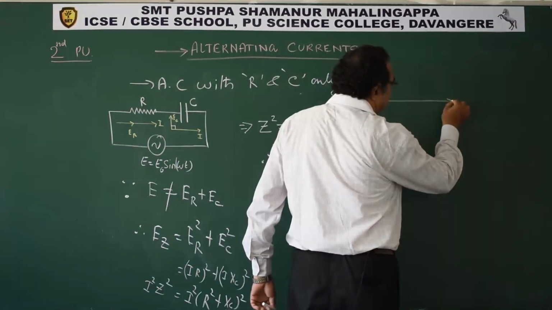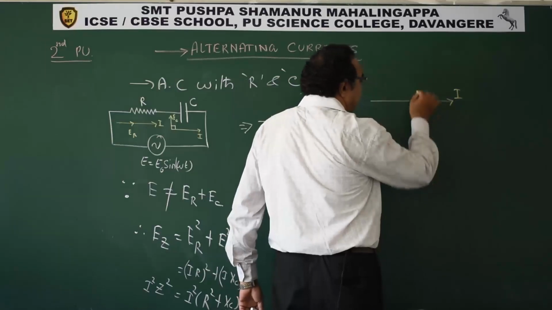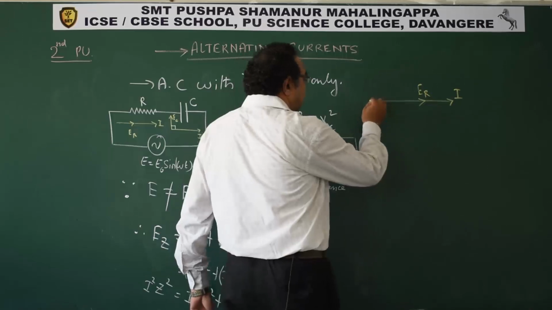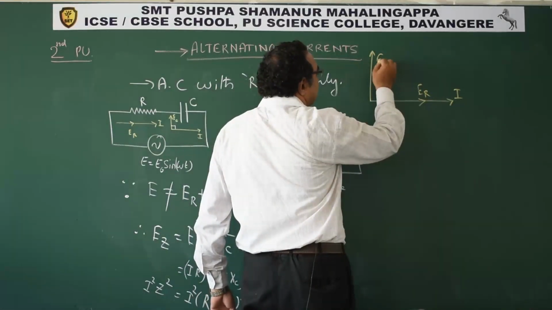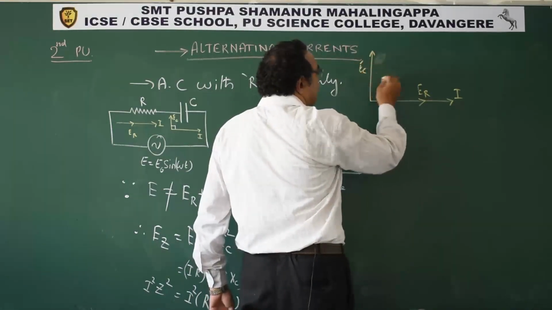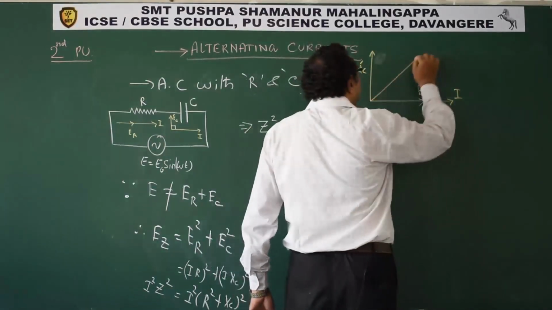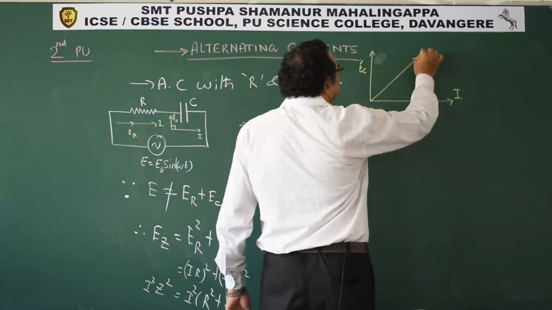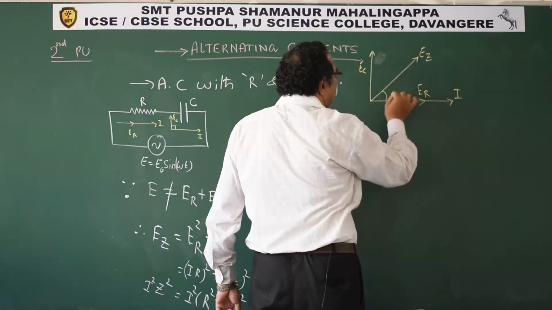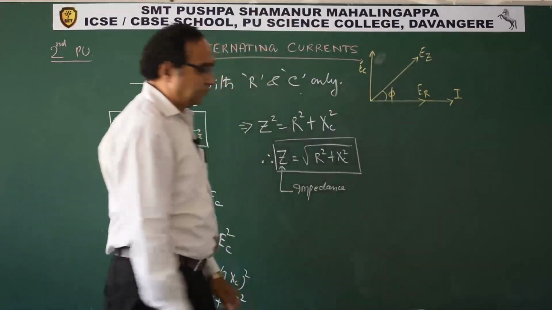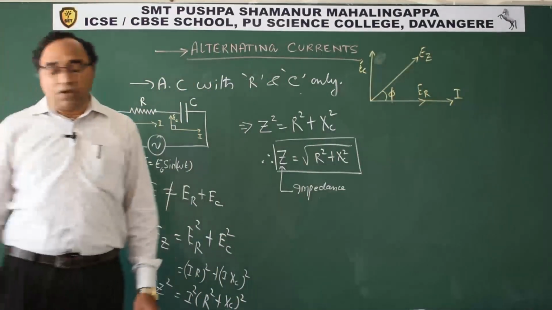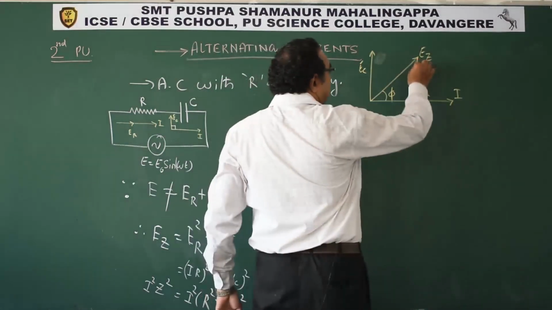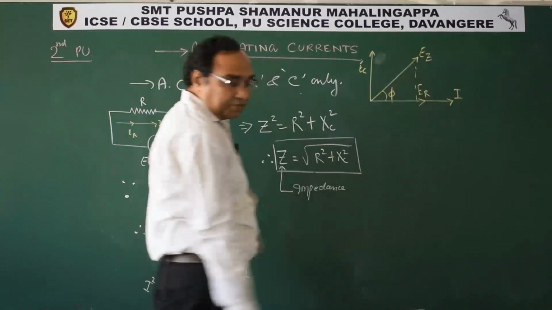So if we try to draw this particular feature, then what do we see? This is the direction of current. This is the direction of potential drop across the resistance. This is the direction of EC, we can say. So the resultant will be something like this. This is the resultant, and this is our phase difference. See how easily we can generate all of this. Complete the triangle, and you see this resultant comes.